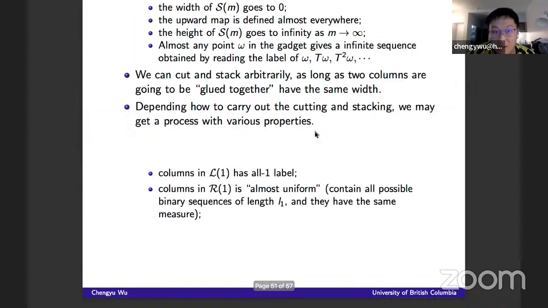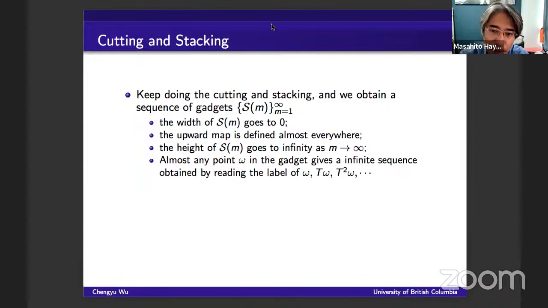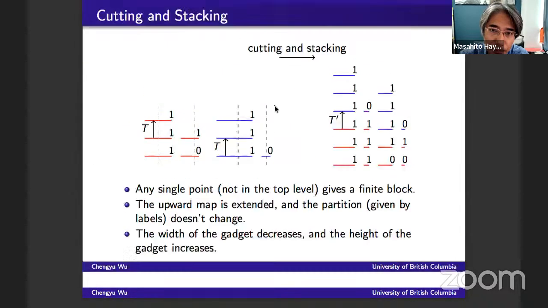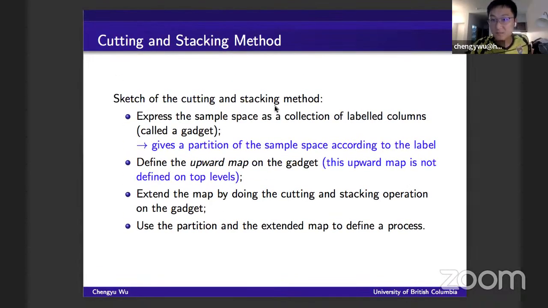Okay. Sorry, I can't hear you clearly. Something is wrong with the internet. Definition of an ergodic process. Okay. Here.